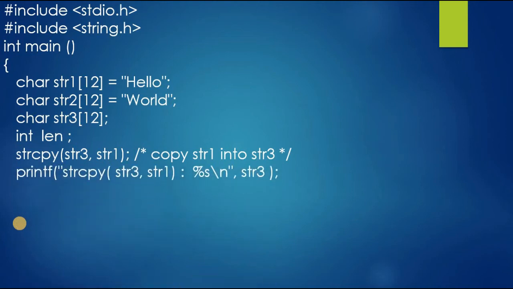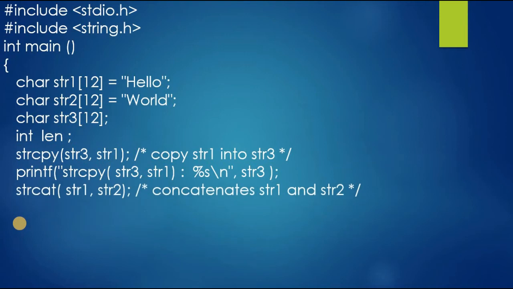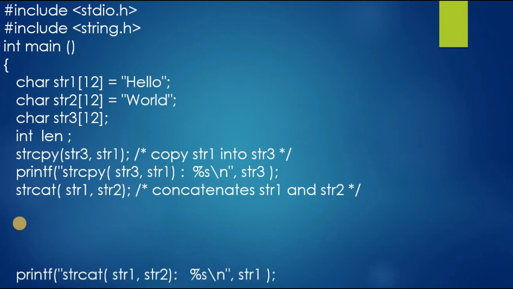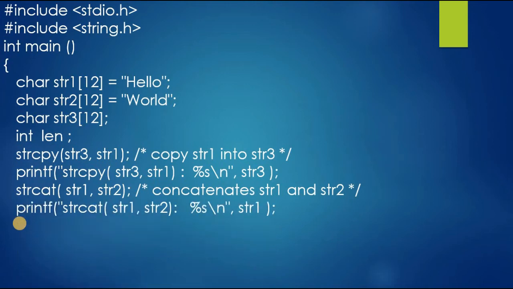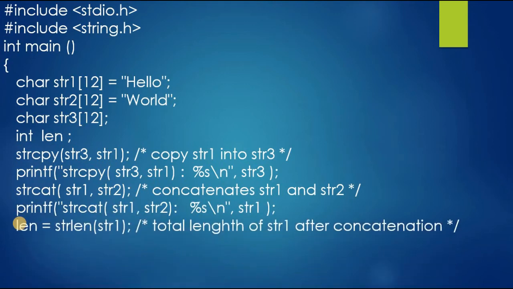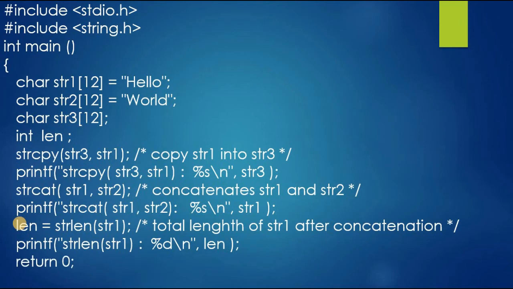Second, we gave a printf statement. Then we gave the second function, which is used to concatenate the strings. Then we gave a printf statement. Then we gave the len function and again a printf statement. Then return 0 and close the bracket. In this program we used three string functions.